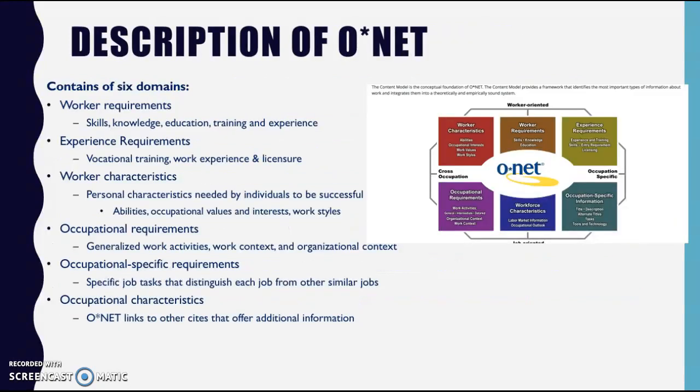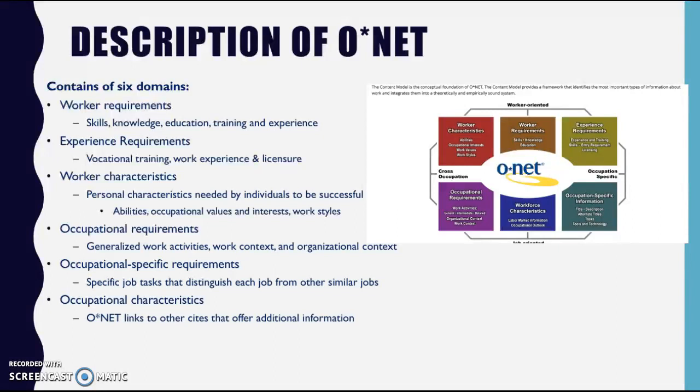So for the description of ONET, here's the content model, and it is a conceptual foundation of ONET, which are the 6 work domains. So it's the work requirements, which are the skills, knowledge, education, and then training and experience. So it can be training that you need before you start the job or training that you get on the job. And there's also experience requirements, which are vocational training, work experience, and it also lets somebody know if they need a licensure in order to perform this job.